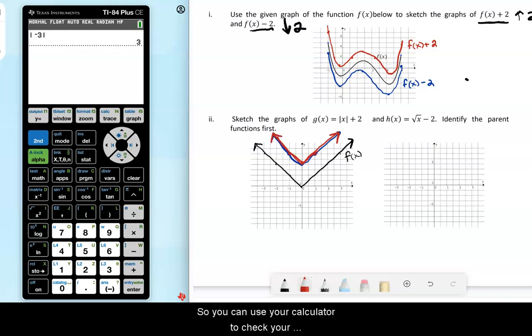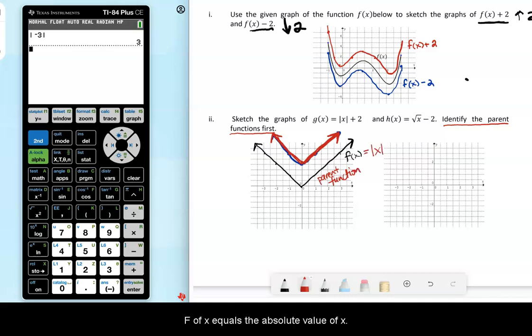So you can use your calculator to check your graph, or you can use the calculator to generate the points that you need to graph on the grid. Now, there's an extra little bit on this example that asks you to identify the parent functions first. And this guy is the parent function, f of x equals the absolute value of x. And the one we just graphed is g of x, which is equal to the absolute value of x shifted up 2 units. The next graph we're supposed to work with is the square root of x minus 2.